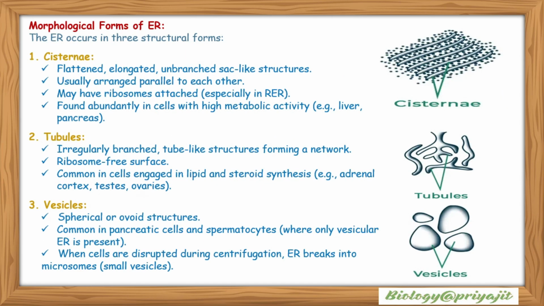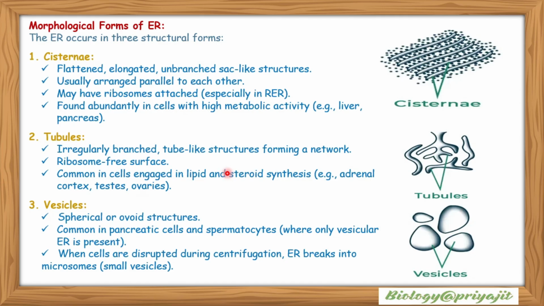Morphological forms of the endoplasmic reticulum. It occurs in three distinct structural forms: cisternae, tubules, and vesicles. Cisternae are flattened, elongated, unbranched, sac-like structures. They are usually arranged parallel to each other. Many of them have ribosomes attached, especially in the case of RER, ribosomal ER. They are found abundantly in cells with high metabolic activity, such as liver and pancreas.